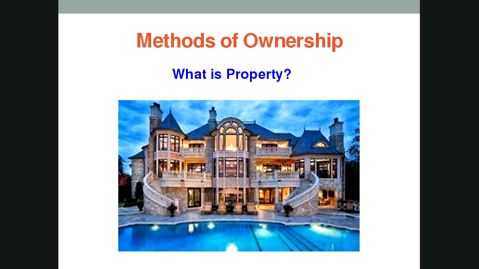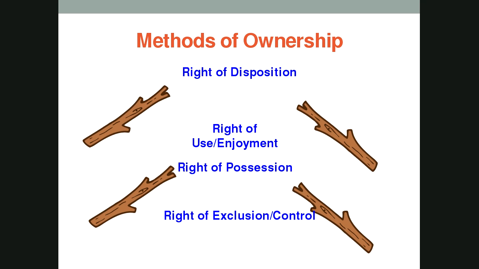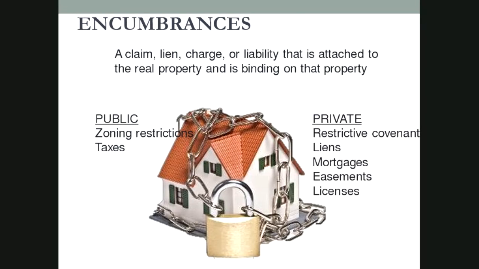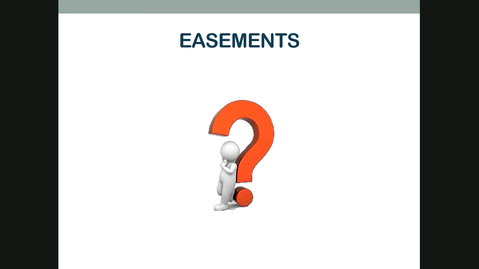So we've been talking about owning real property and our rights in real property. We've also looked at the lesser estates, right? Not full ownership, but some lesser estate or interest in real property. And we looked at encumbrances in Chapter 4. We looked at the public regulations through zoning and taxes, and we also took a look at some private ones, liens. And so now we're going to take a look at easements.